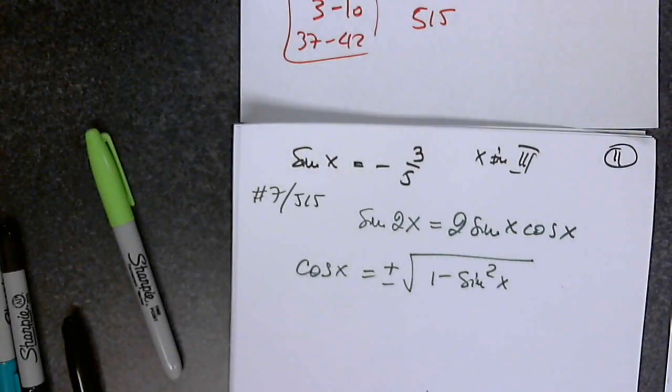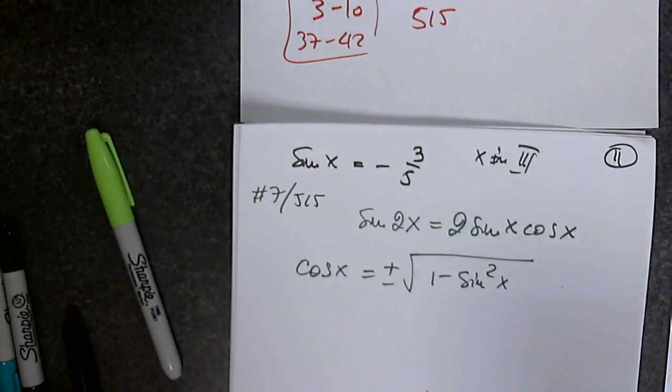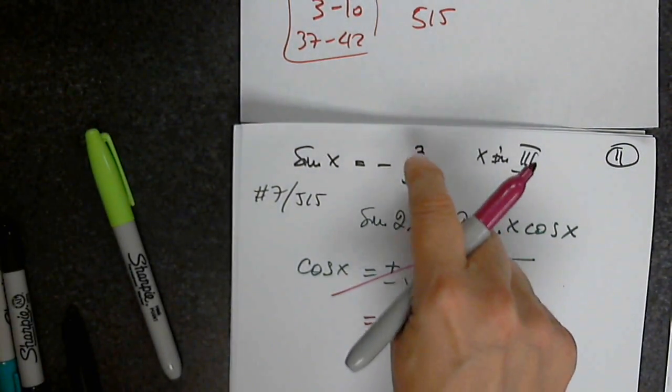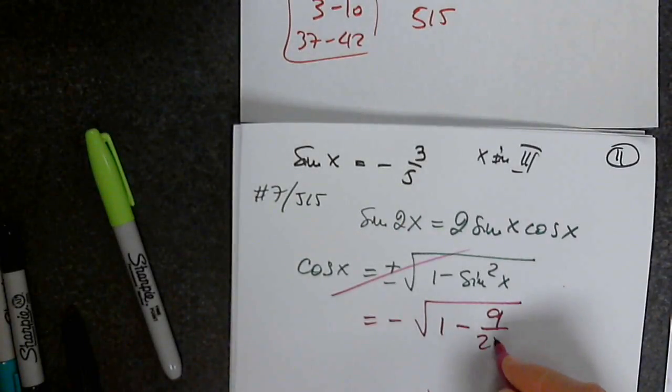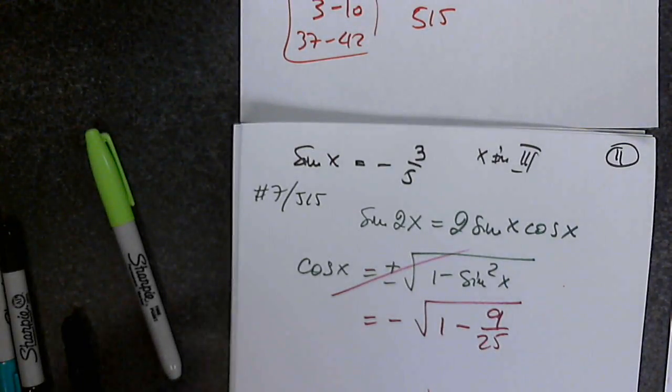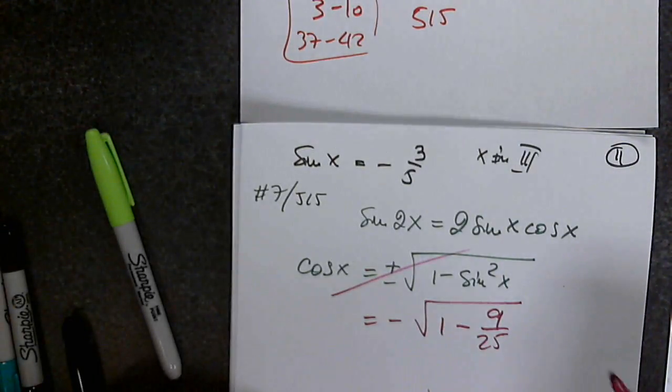But if you go along with me, then you will say, oh, I know, cosine cannot be plus or minus in one quadrant. Exactly. So I'll say negative the square root of 1 minus this squared. 9 over 25. 25 over 25 minus 9 over 25 is 16 over 25, which is 4 over 5.